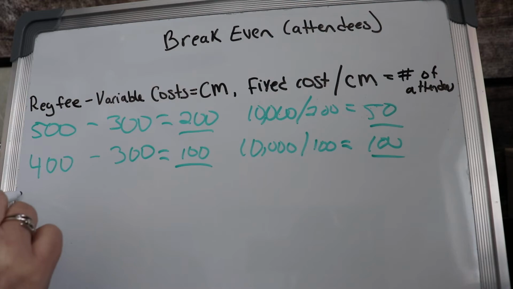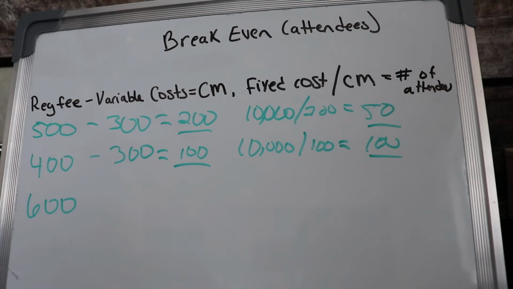So let's do one more. Let's do this last one. See if you can do it on your own. So let's do a registration fee of 600. How many attendees would you have to have if your registration fee was 600?